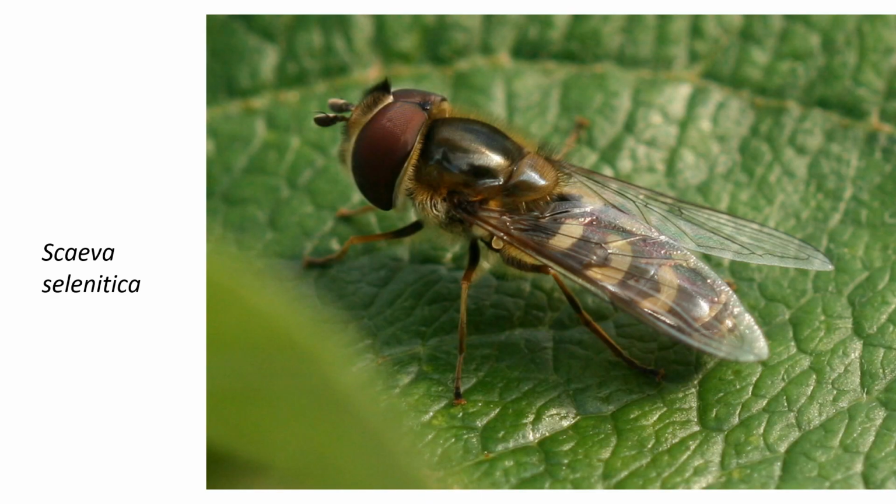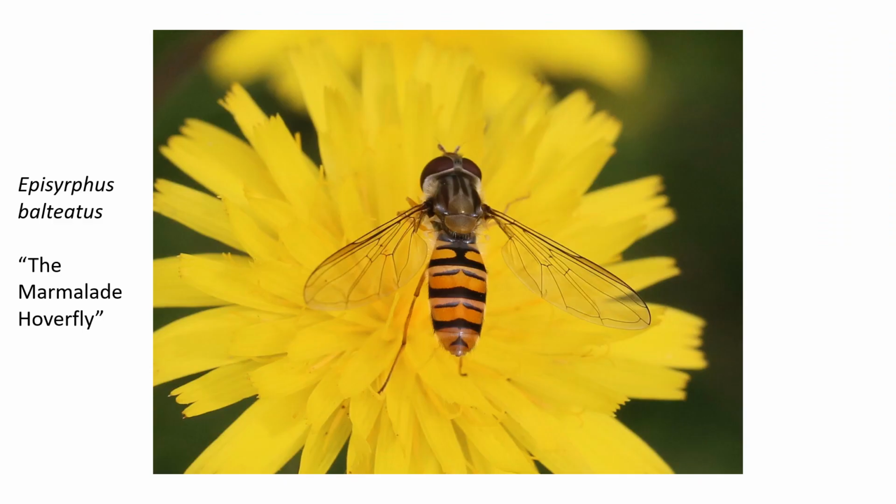Our latest species, Scaeva selenitica, and this is actually a rather rare species which is thought to be a partial migrant and mainly found in southern England. Now this hoverfly is the really common one. It does have an English name, and surprisingly it is thought to be a migrant, at least partially. It can overwinter in milder parts of the UK.